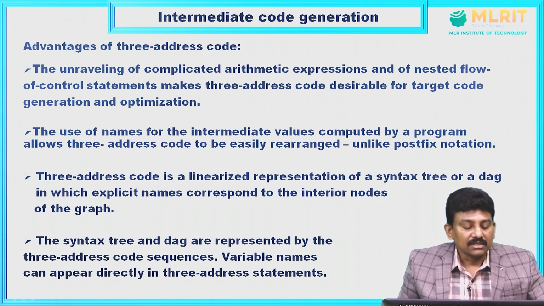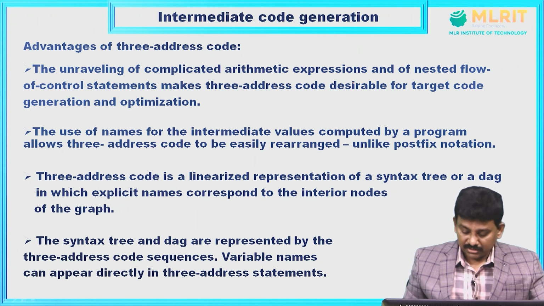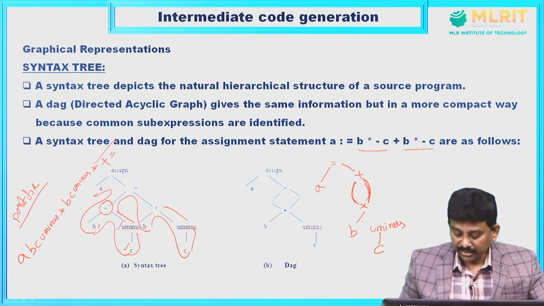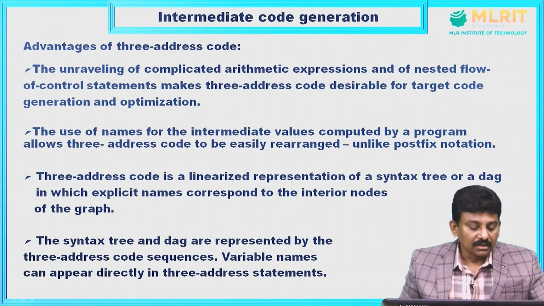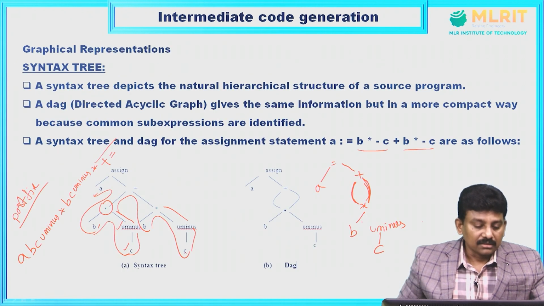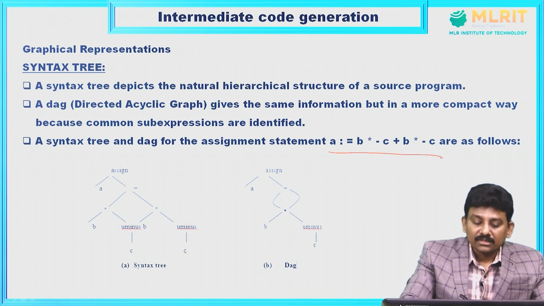Next, 3 address code is a linearized representation of a syntax tree or DAG in which explicit names correspond to the interior nodes of the graph. For example, for the expression A is equal to B star minus C plus B star minus C, the syntax tree will be like this. For this expression, this is the syntax tree, this is the DAG.